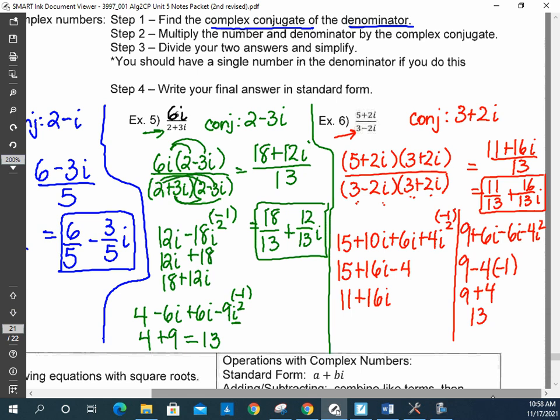But other than that, that completes section 4.6. The first part of this lesson was going through the basics. The second part was adding, subtracting, multiplying, and dividing. Remember, adding and subtracting, if you know how to combine like terms, you're good. Multiplying is distributive property and FOIL. Dividing, get the complex conjugate, multiply the top and the bottom by it, and then simplify. It's not hard, it's just a little work.